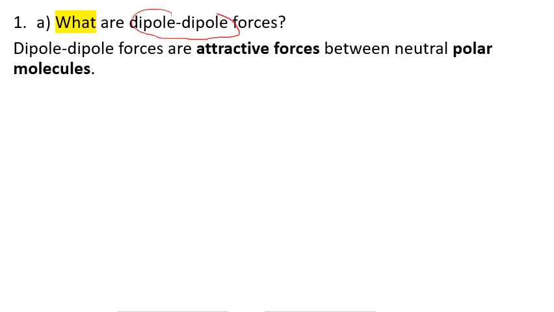Let's proceed to tutorial question number 1A. What are the dipole-dipole forces? Because this question asks us what, we can directly consider this a definition question. So we could say that dipole-dipole forces are the attraction force between neutral polar molecules. If you still remember in the tutorial video, we've already discussed that dipole-dipole forces are permanent dipoles. The dipole is permanent because of the different electronegativity.